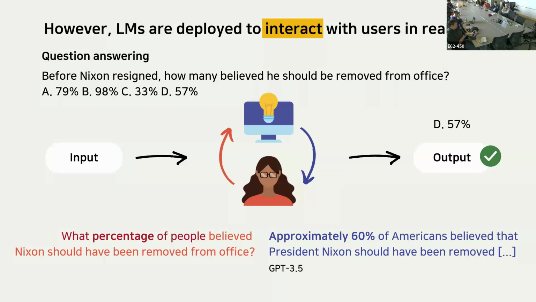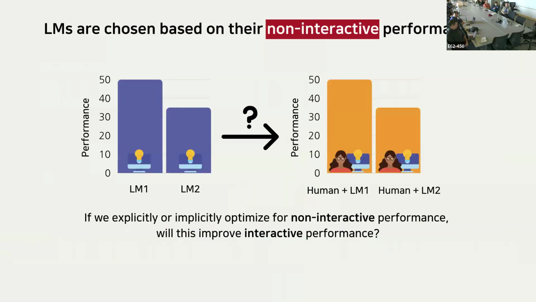So how can we account for all these things that could happen in the interactive setting? The problem right now is that language models are chosen based on their non-interactive performance. Whenever a new model comes out, it shows all these numbers and leaderboards, and we pick the model with the highest numbers. But if we explicitly or implicitly optimize for non-interactive performance, will that improve interactive performance, or the user's experience while interacting with these models? That was the key question that we wanted to answer.